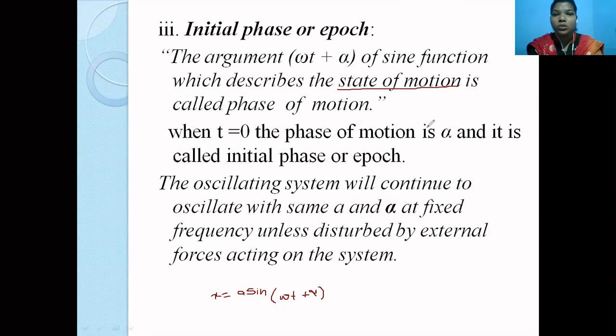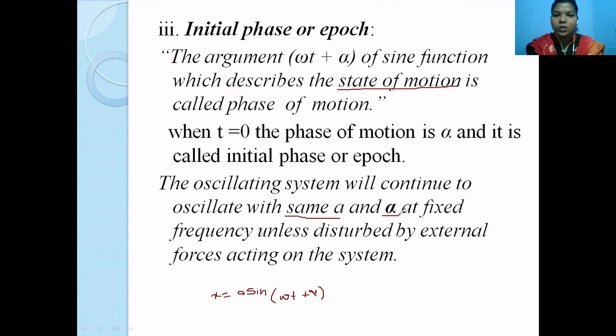So when I put t is equal to 0, the phase of motion is alpha. If I put t is equal to 0, this omega t will go to 0, and all I'm left with is a sine of alpha. And this alpha is what I call the initial phase, or the epoch. So the oscillating system will continue to oscillate with the same a, and it will continue with the same alpha at fixed frequency.